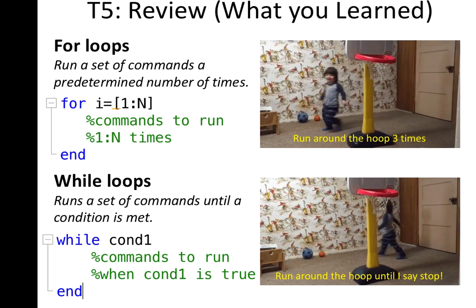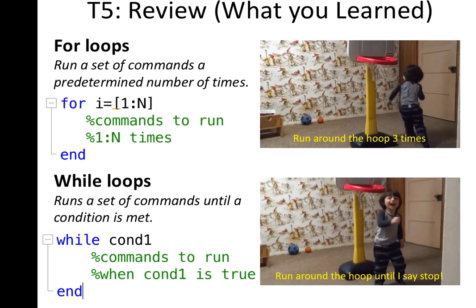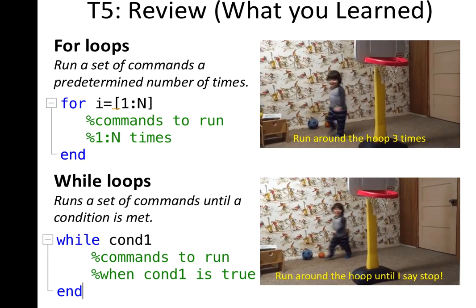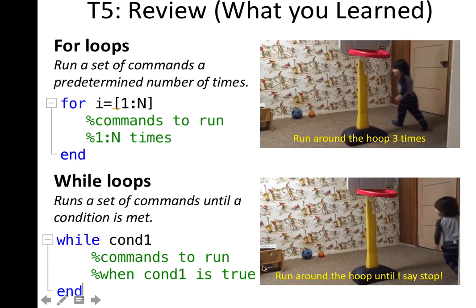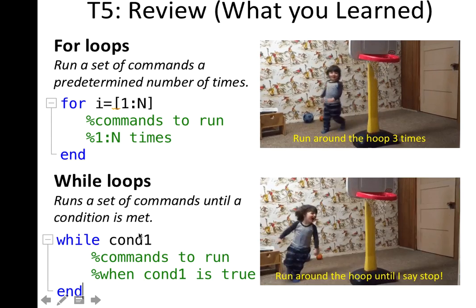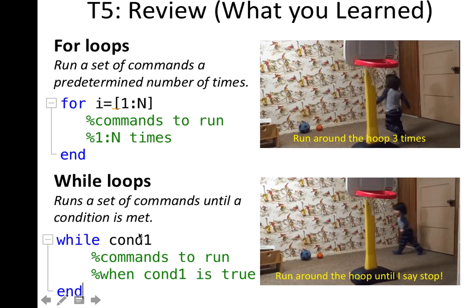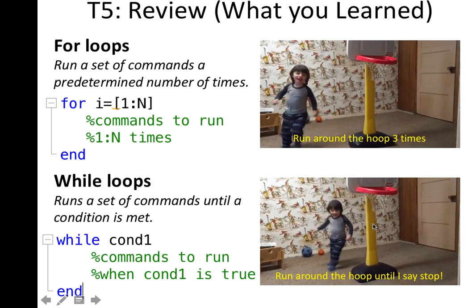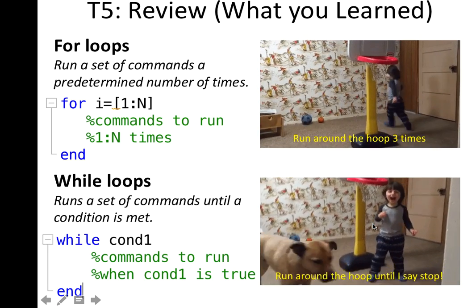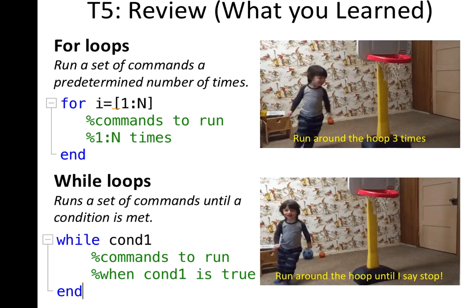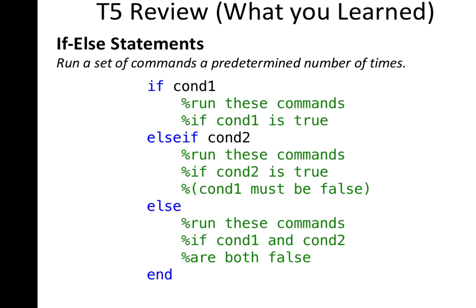With while loops, the commands in between the wrapper get executed until a condition is no longer true. The condition that you put next to the while loop tells when to run the loop, and once that condition is false, the loop stops. The equivalent here for Burke is I said run around the loop until I say stop. He didn't know how many times he was going to run around the loop, and then I said stop, and then he stopped.